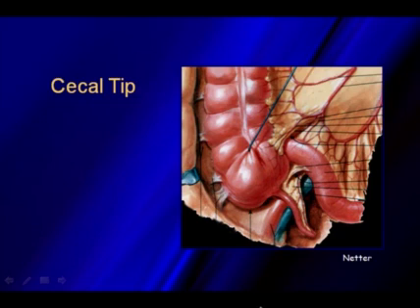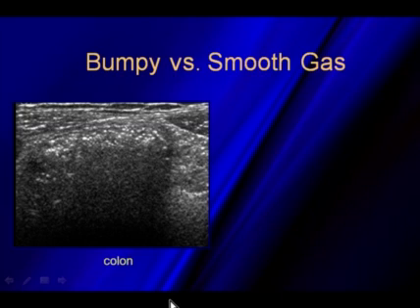So if we look at this Netter illustration, you can see that the colon comes down. This is your cecal tip. Your terminal ileum's coming in here, and then this is where the normal appendix is going to come off and kind of head in a medial approach looking at the cecum.